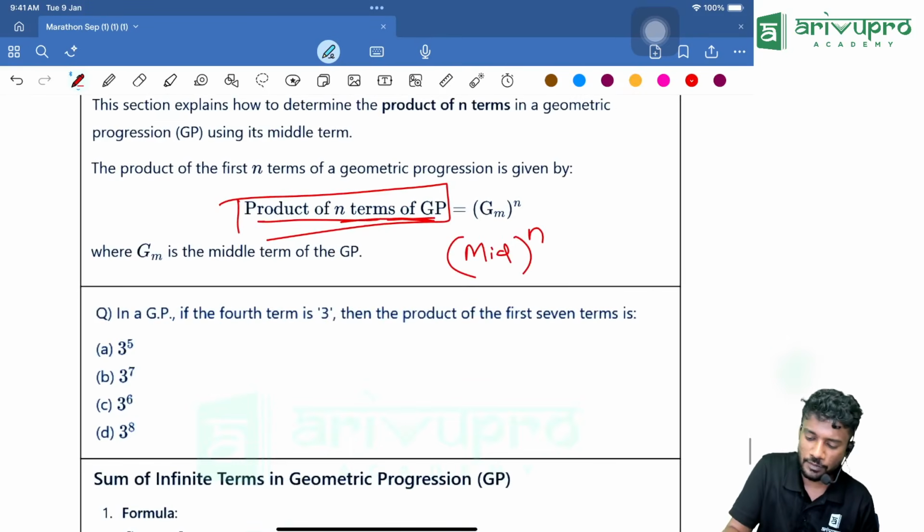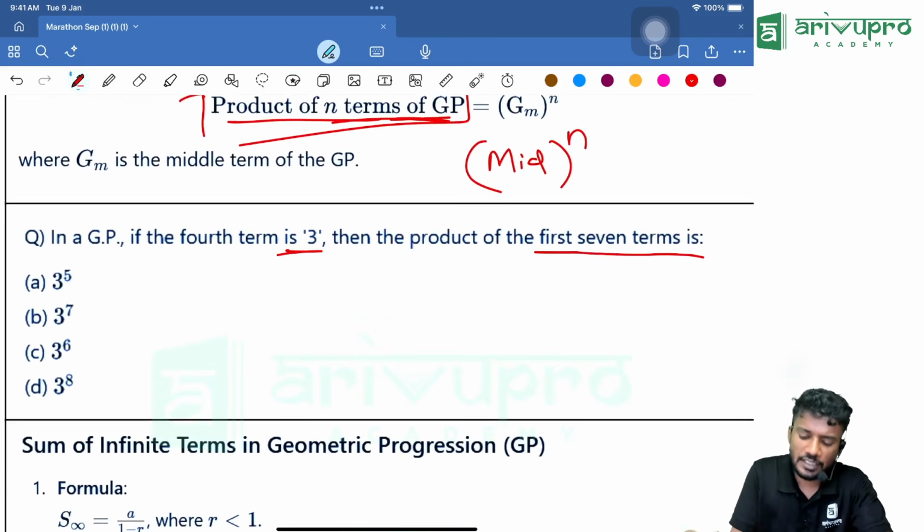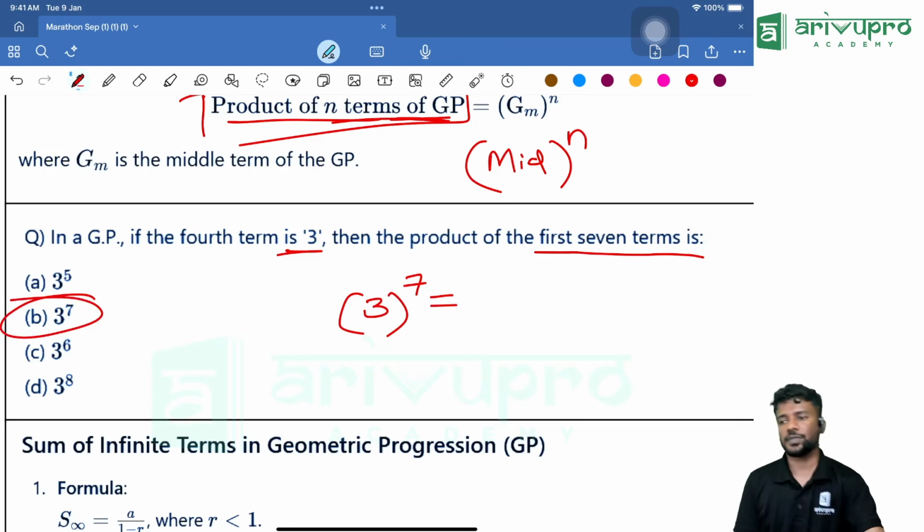Look at this question. In a GP, if the fourth term is 3, what is the product of the first 7 terms? The middle term is what here? The 3. 3 power 7. How much is the answer? Option B is the answer.